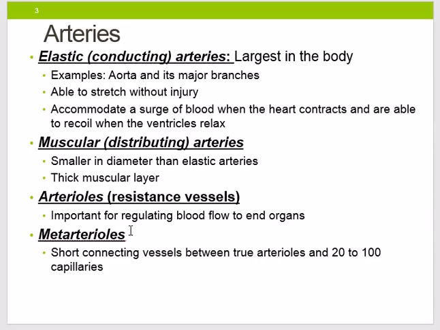And metarterioles, this is the term used to describe the short connecting vessels that connect a true arteriole with the proximal end of between 20 and 100 capillaries, which will make more sense once you see what metarterioles look like. These metarterioles are important when we discuss nutrient and oxygen diffusion at the level of the tissue, which will be coming up later.